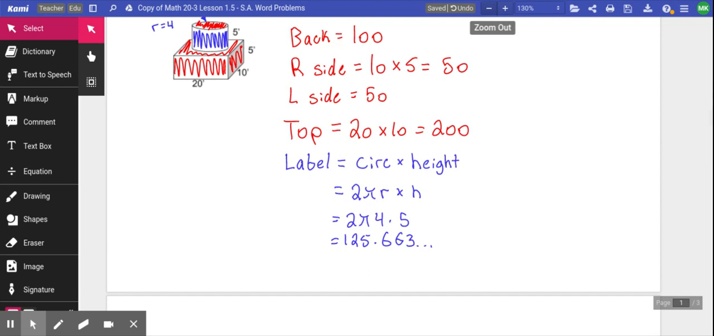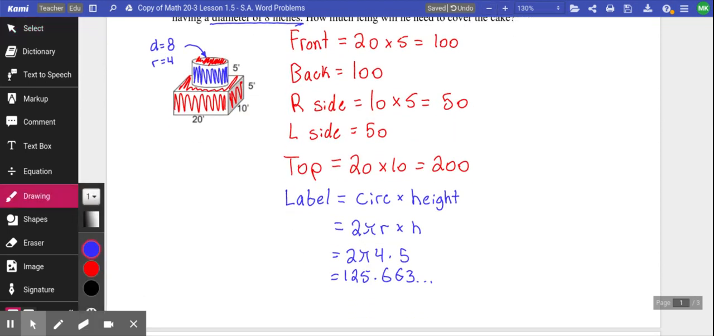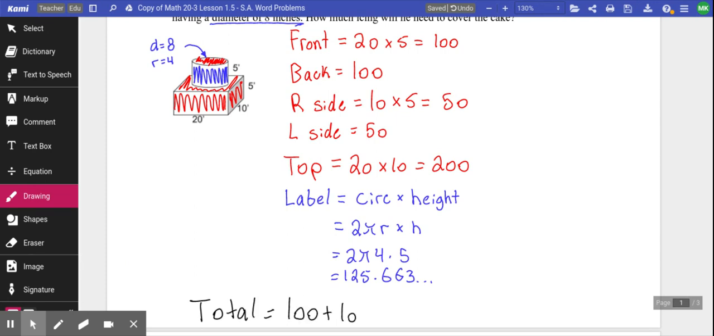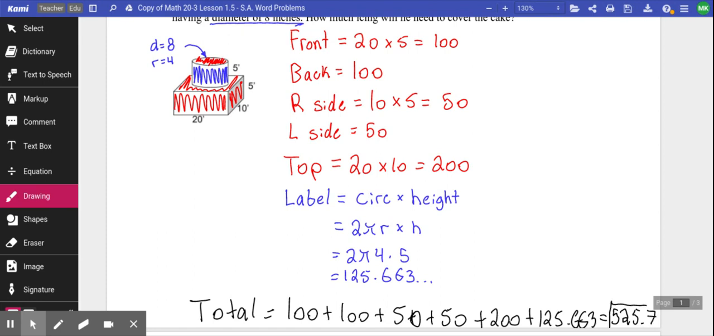Again, your last step is to total everything up. $100 plus $100 plus $50 plus $50. I'm going to need that number from you in a second there, Jordan, because you're right. What'd you get? 500? 500. I want to put 0.7. So our final answer is 525.7, and that would be inches squared.